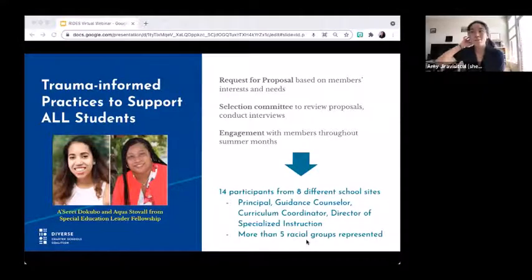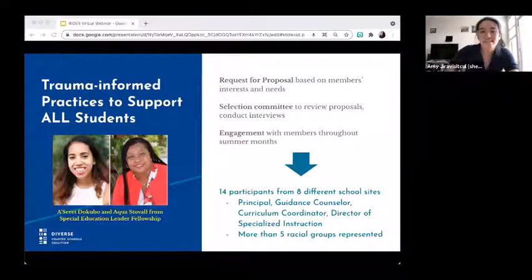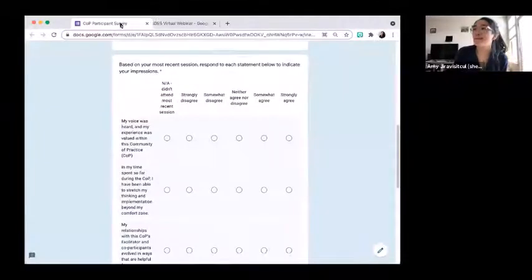Yeah, so we do have data. We have a survey that we administer after every session. It asks just a couple of quick questions. So every month, from month to month, we can see how participants are experiencing the community of practice. So let me pull that up so you can see as well.